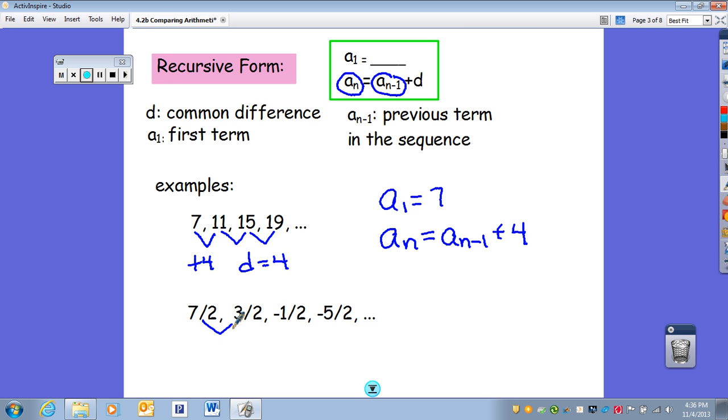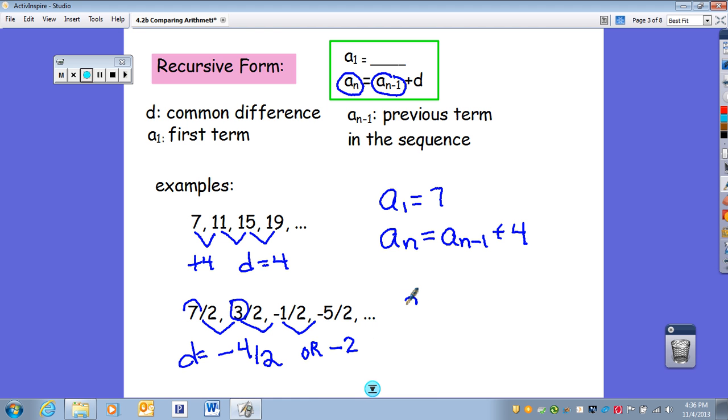So I have 7 over 2, to 3 over 2, to 1 over 2, to -1 over 2. So it looks like if I look at only the numerators, I'm taking away 4, and I also have a common denominator, which is 2. So my difference is -4 over 2, or I can write it as -2, simplifying that fraction.